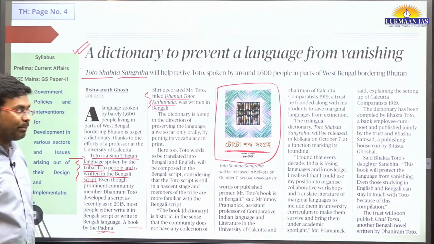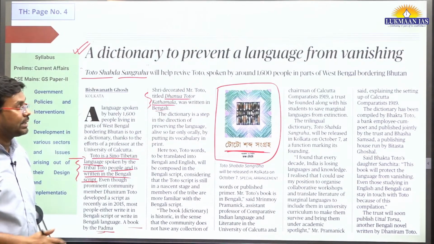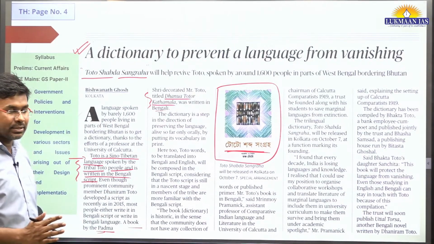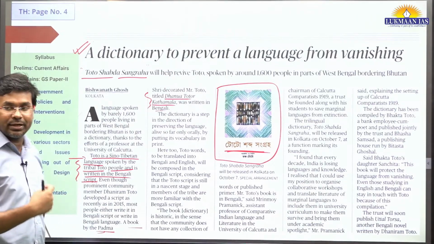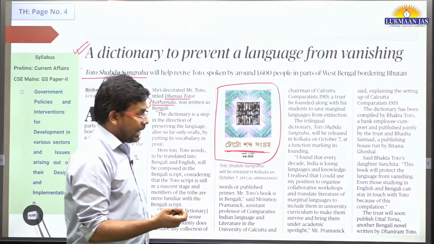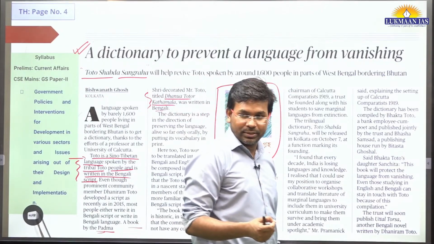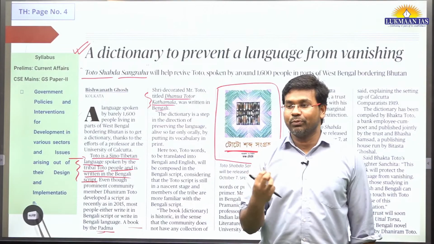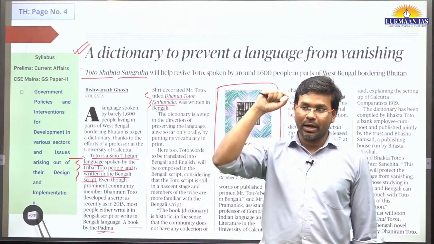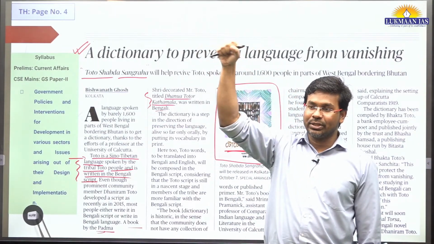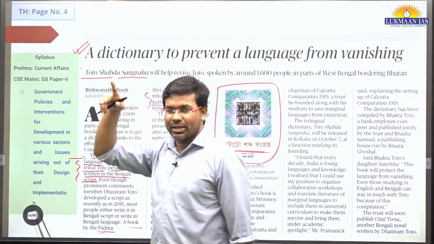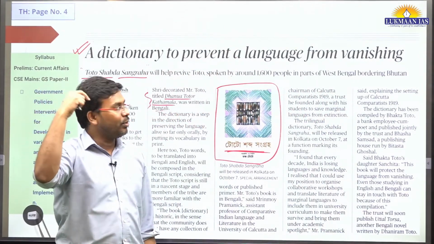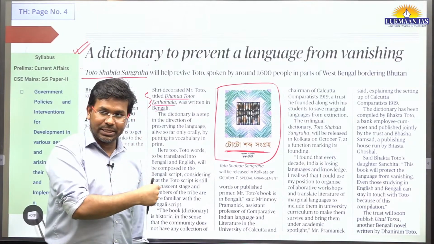Why is it important to protect the language? This is very important, because culture is associated with the language they speak. And if we talk about Hindi, it is the third most spoken language in the world, after English and maybe Chinese.